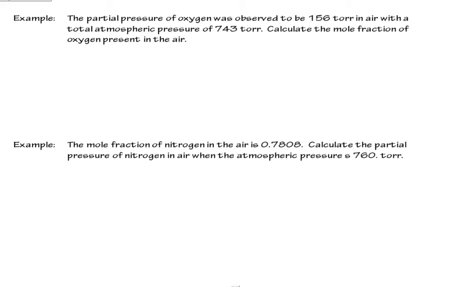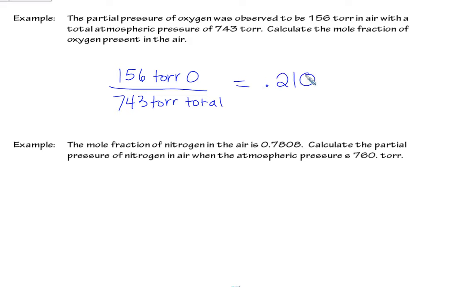So all I have to do here is say I have 156 torr oxygen divided by a total pressure of 743 torr. You don't have to multiply by 100, you just plug it in your calculator. Let's say about 0.210. So let's say this mixture is approximately 21% oxygen.